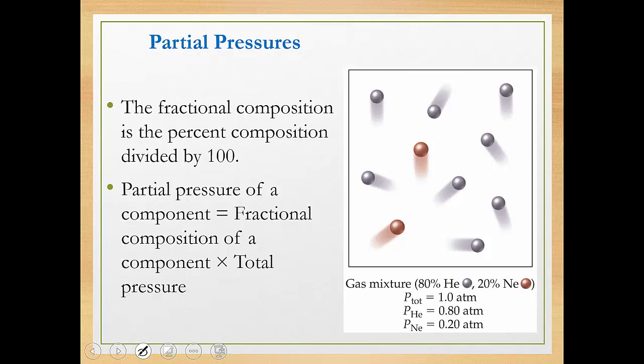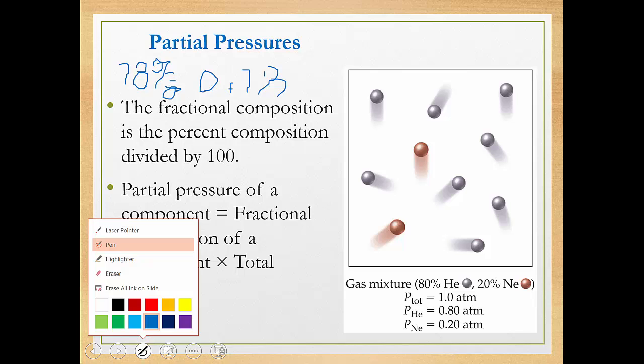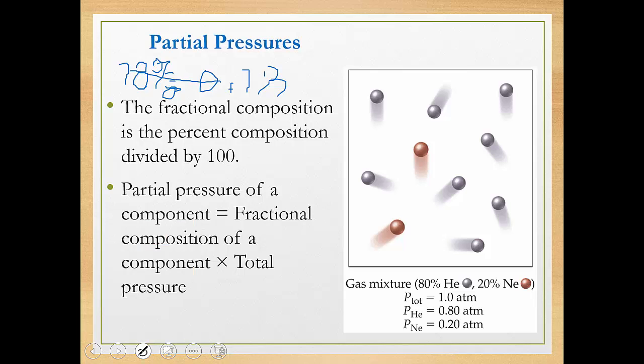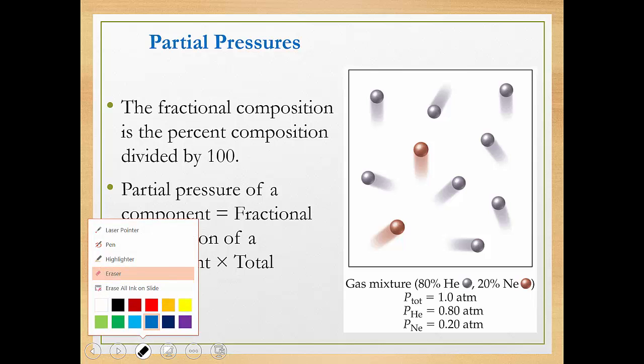So for partial pressures, you just want the fractional composition. So it's just the percent composition divided by 100. So 78% is just going to be equal to 0.78. And this is not writing on the screen well at all, so my extreme apologies for that. I'm going to try, if the eraser will pop up here, try that again, see if we can get that to come in a little bit clearer.